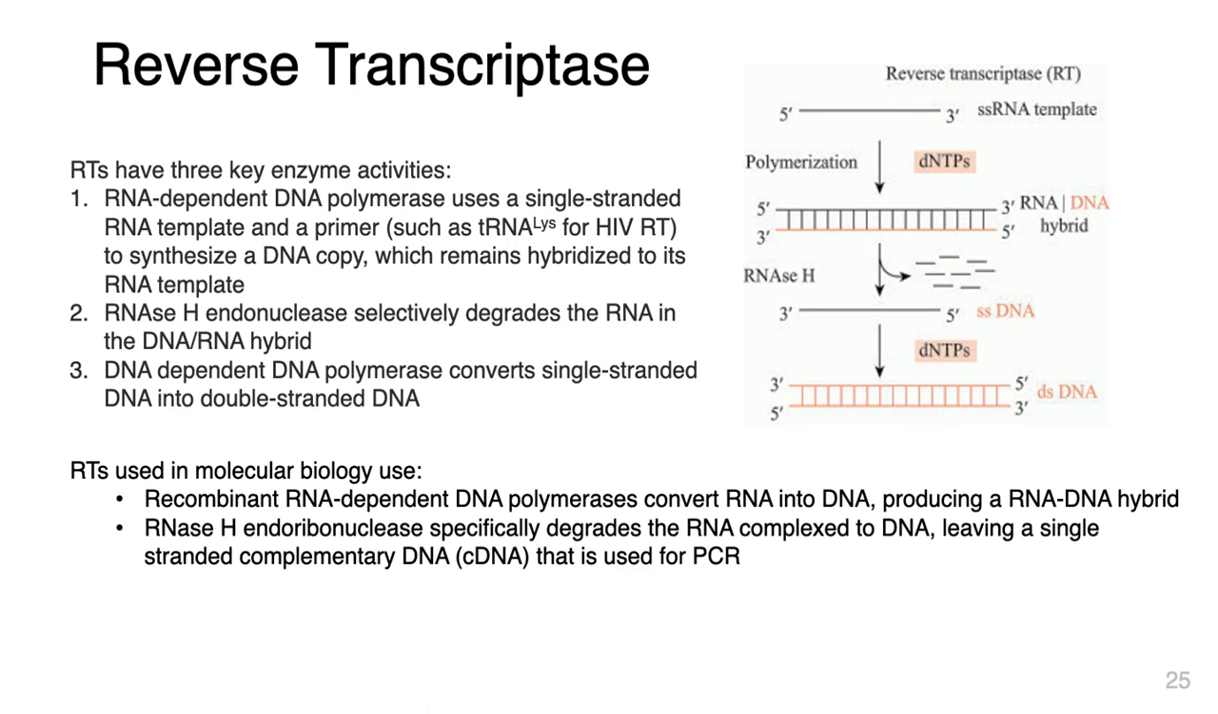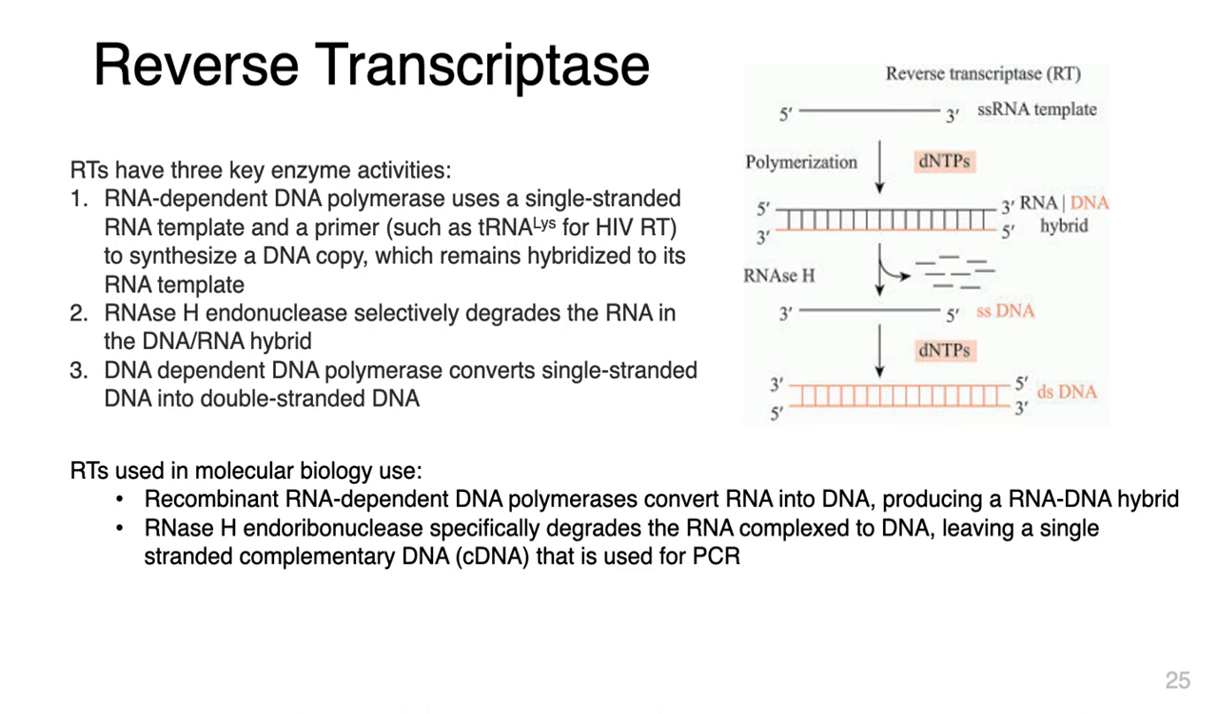The next activity is that an RNase H endonuclease will selectively degrade the RNA in the DNA-RNA hybrid, and then a DNA-dependent DNA polymerase will convert a single-stranded DNA into a double-stranded DNA. This is a mechanism that RNA viruses use to take their genetic information and convert it into a double-stranded DNA that then gets incorporated into the genome of the host.